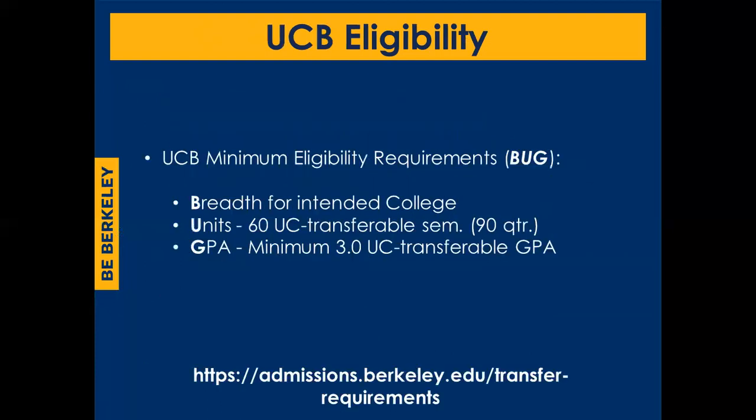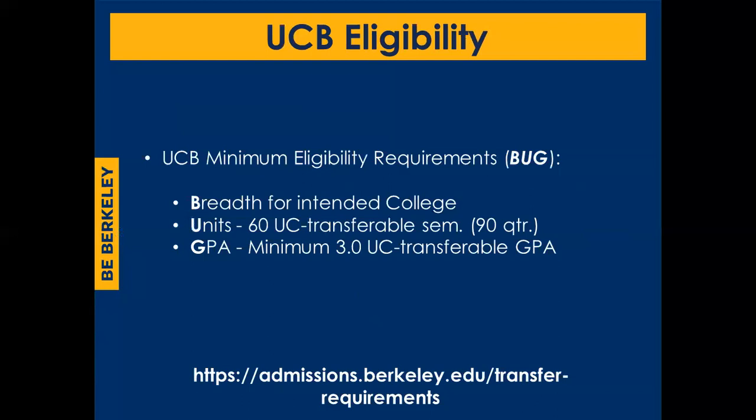At Berkeley, as part of our selection process and part of our comprehensive review, we have different minimum eligibility requirements. We refer to our eligibility requirements as BUG, B-U-G. B is for breadth, for the intended college and the major that you are applying to. For those of you that have not checked your breadth for the college you're applying to, you can go to assist.org, and you can also visit our website at guide.berkeley.edu to determine what courses you need to complete for the breadth for the college that you're applying to.